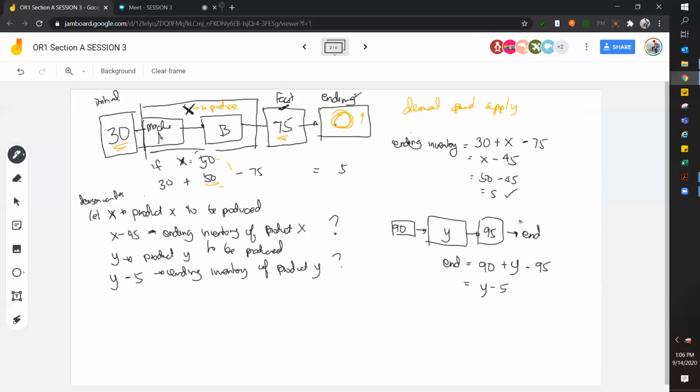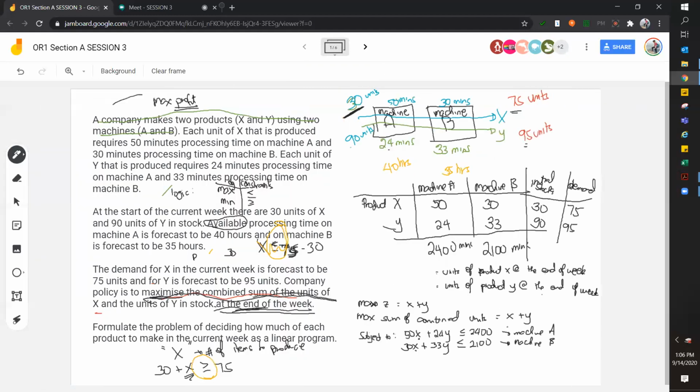Let me continue first. What will be our objective? Our objective is to maximize Z. Okay? Now, ending inventory: X minus 45 plus Y minus 5, because we're focusing on both ending inventories. Confused. Okay, one more. If I may, can I clear this?